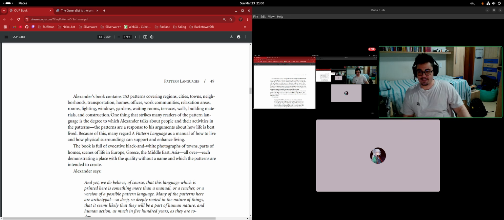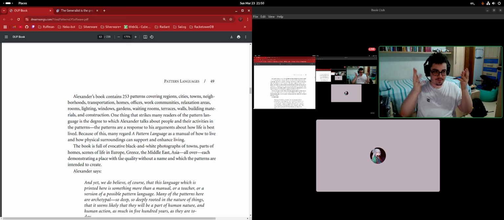Yeah, and this is one of the reasons that I think I'm gonna have to read this book, because he's saying that one thing that strikes many readers of the pattern language is the degree to which Alexander talks about people and their activities in the patterns. Because again, there is some sort of aliveness in the pattern language because there is an input coming from humans.